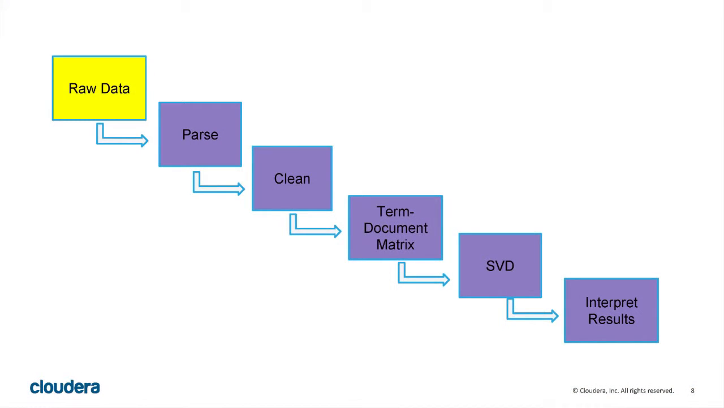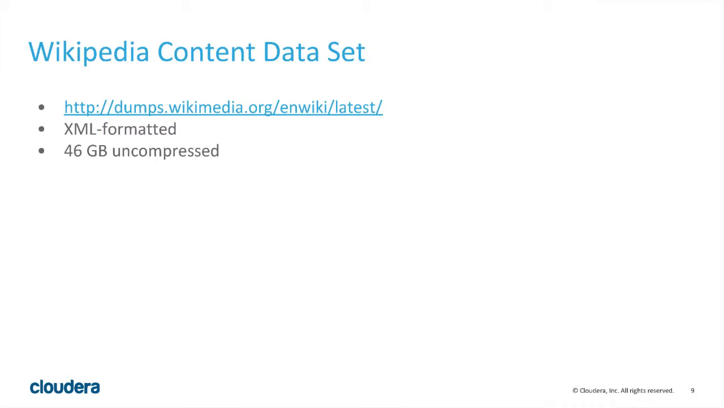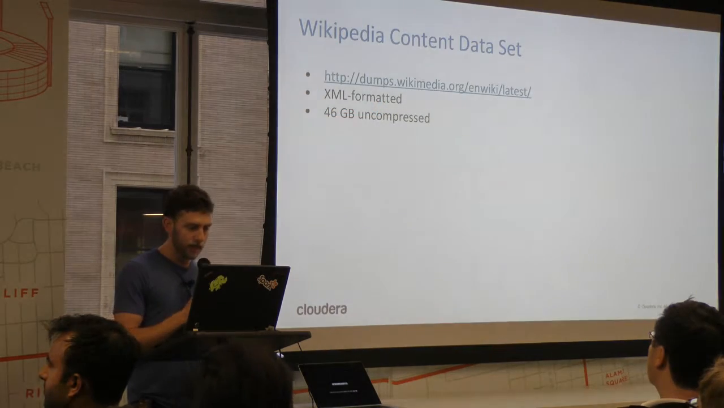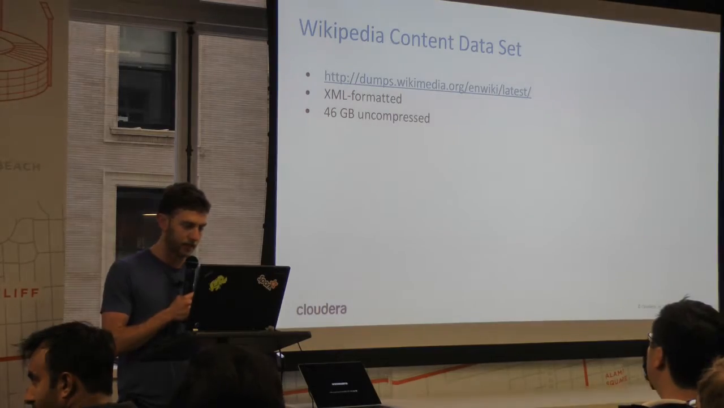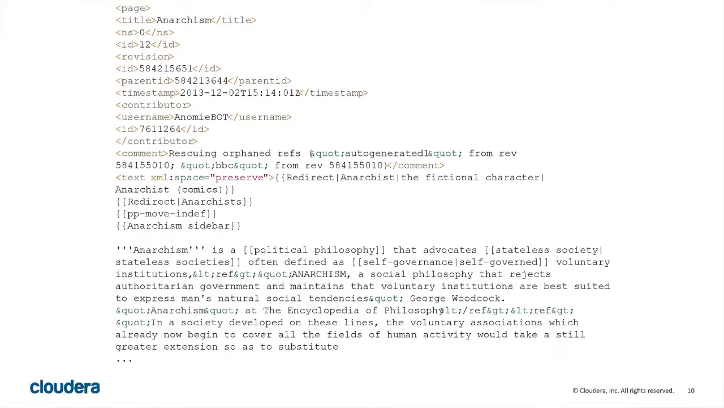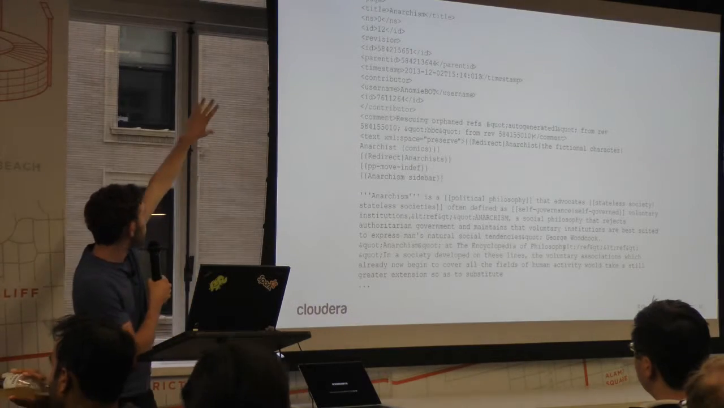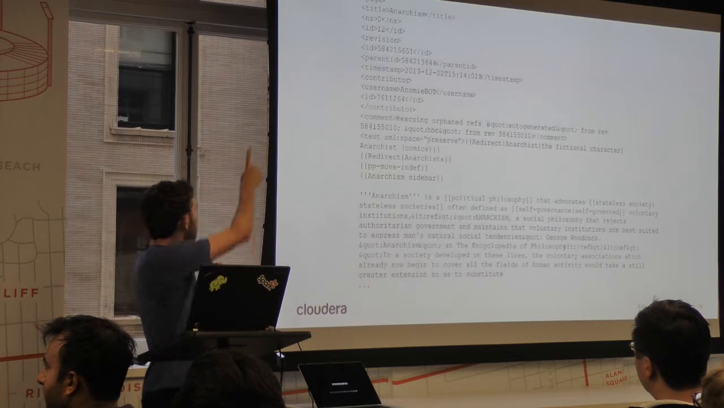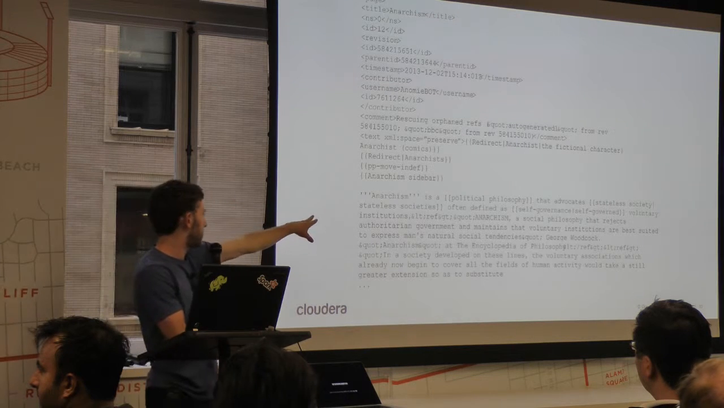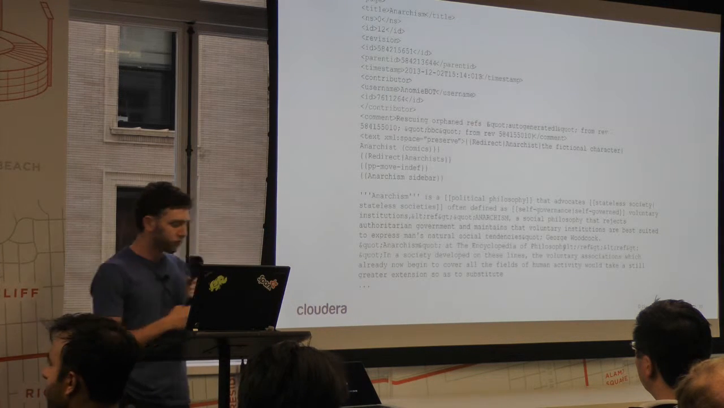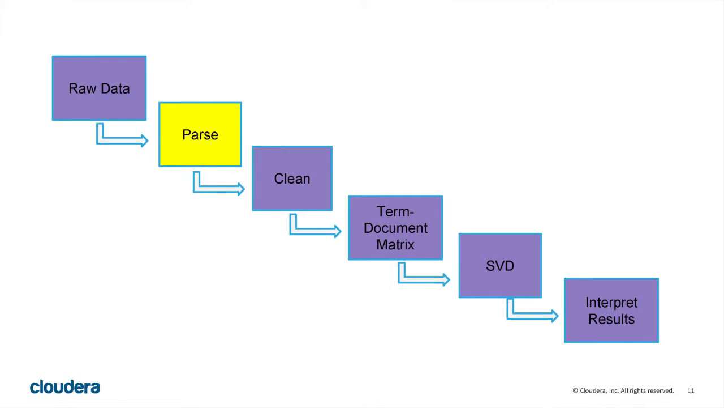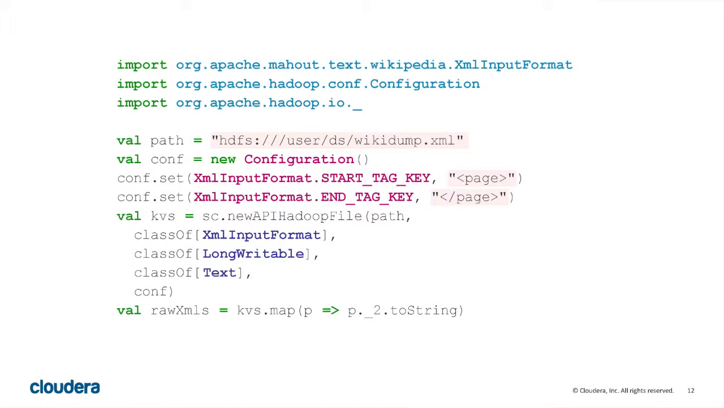So let's first talk about the raw data that we're dealing with here. We have the full Wikipedia data set, which is all available online. It's XML formatted. It's about 46 gigs uncompressed. And this is a little sample of what some of it looks like. We have this sort of XML structure, and then basically they launch into this full text. There's all this crazy little formatting that we have to deal with, and then the actual words that we care about. So how do we read this data? How do we understand this ugly format?